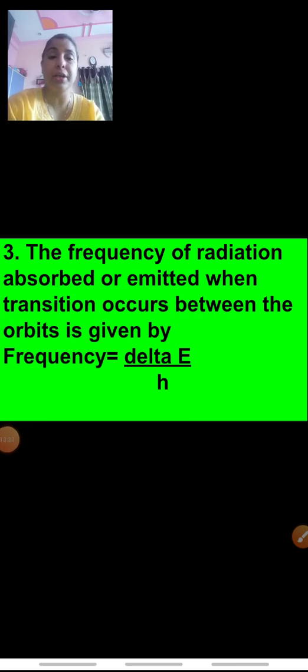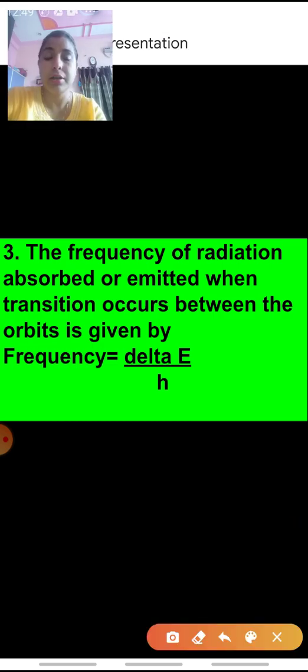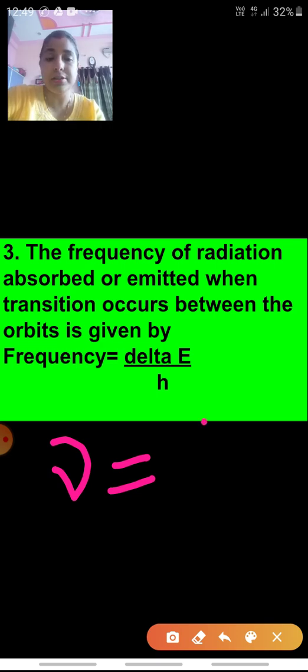Now the next point is, the frequency of radiation absorbed or emitted when transition occurs between the orbits is given by nu. Frequency is denoted by nu is equal to delta E upon h. What is h? I will explain this later in the chapter, because you will not understand if I say it right now. And what is this delta E? This delta E gives you the difference in energies of the higher orbit and the lower orbit. So the frequency of radiation absorbed or emitted when the transition occurs between the orbits, nu, is given by delta E upon h, where delta E is the difference in energies of the two orbits where the transition is taking place.